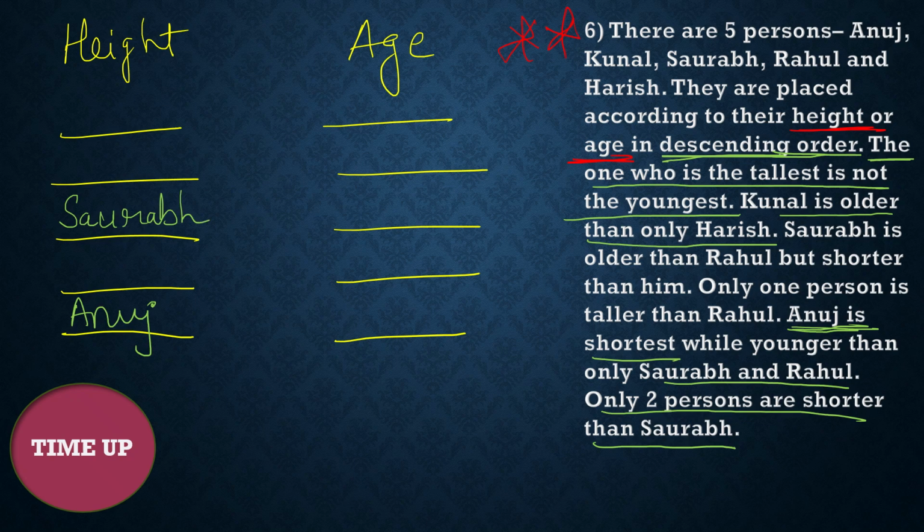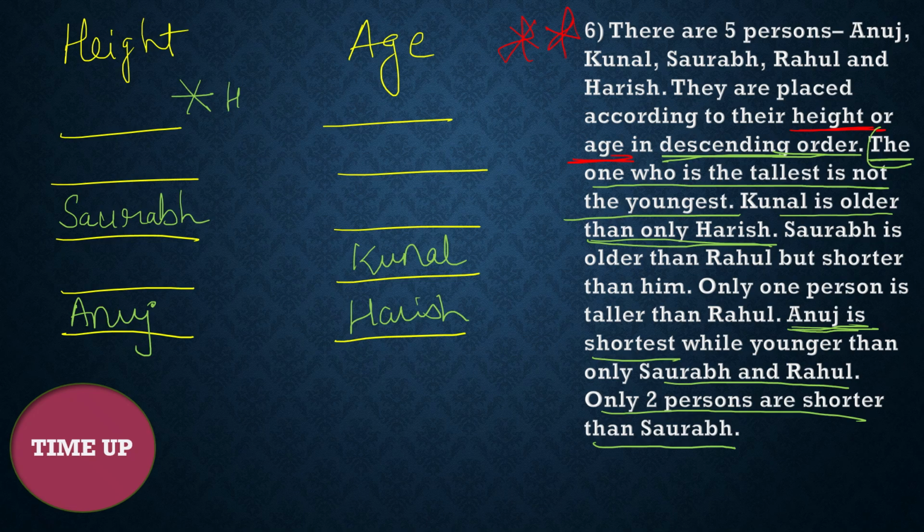Then Kunal is older than only Harish. Kunal is older than only Harish. So Kunal will be here, Harish will be here. And remember one thing. Whoever is the youngest cannot become the tallest. That means Harish cannot come here. Remember that. Okay. In the first statement only they have said that the one who is the tallest is not the youngest. So Harish is youngest, so he cannot be the tallest in terms of height. So Harish cannot come here.